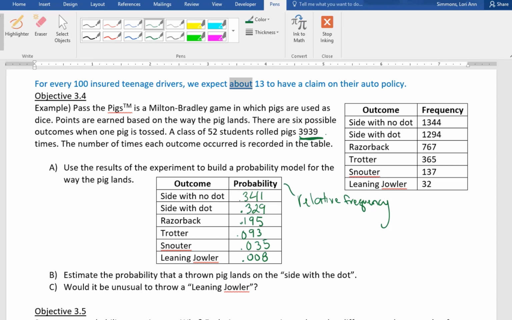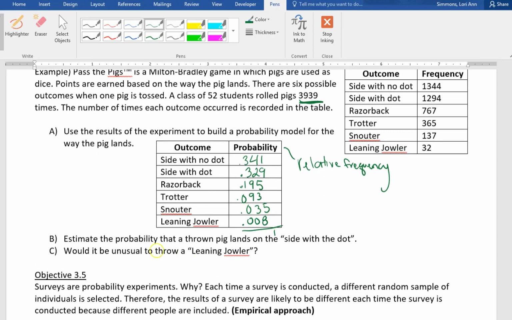Okay, first verify this is a probability model. All these probabilities are between 0 and 1, and they add up to 1. So this is a probability model. What is the probability that a thrown pig lands on the side with the dot? Here's the side with the dot. The probability is 0.329. Or you could write 32.9%. Either one is correct.